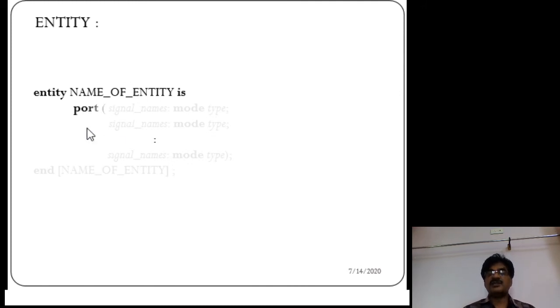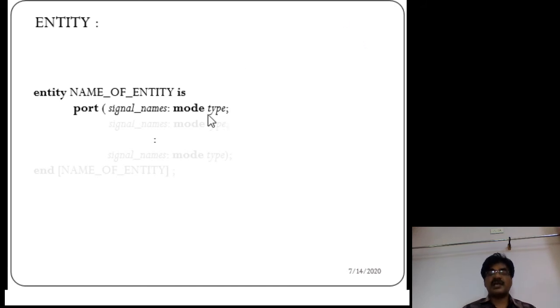Then coming to the second line, it starts with port, then signal names colon mode type semicolon. In the port you can define different signal names, that is input signals and output signals. Whatever the signal is, it is represented in the signal name followed by a colon. After that, mode represents the direction of that particular signal. That means whether it is an input signal or an output signal, or it may act as both input and output. That is represented through the mode.